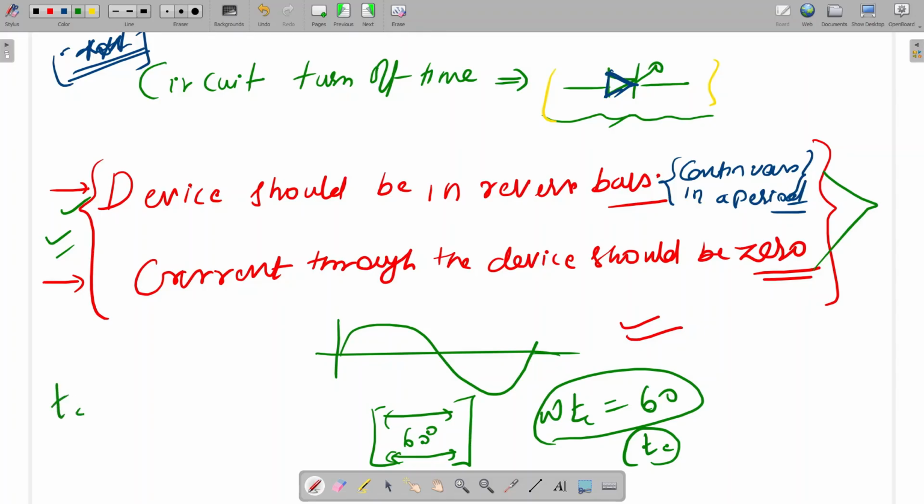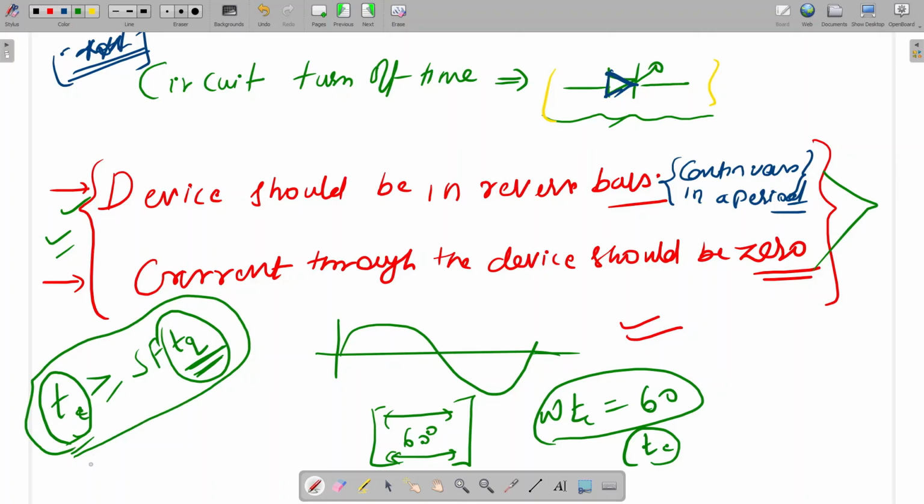The device requires some turn-off time. So TC, the circuit turn-off time, should be greater than or equal to some safety factor times TQ. Here TQ is the device turn-off time. So this much minimum turn-off time is required to completely turn off the device. And if this circuit turn-off time is greater than this, then only will that device be completely turned off. Is it clear? Otherwise, I will explain again.